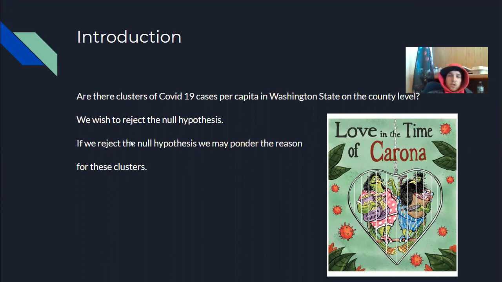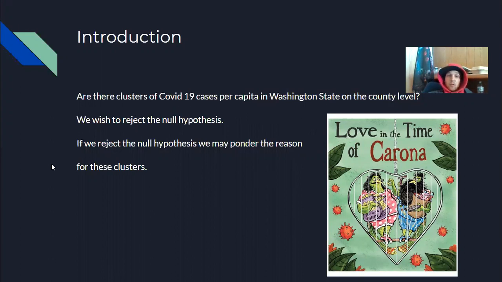In the introduction, I'm going to introduce the question as well as what we want to happen from the question. I have a nice image here of the time of Corona and how we should love each other with these birds. So, are there clusters of COVID-19 cases per capita in Washington State on the county level? That's the question I'm trying to answer. Is it random where the COVID cases are happening, or is there a reason? Is there a clustering happening?